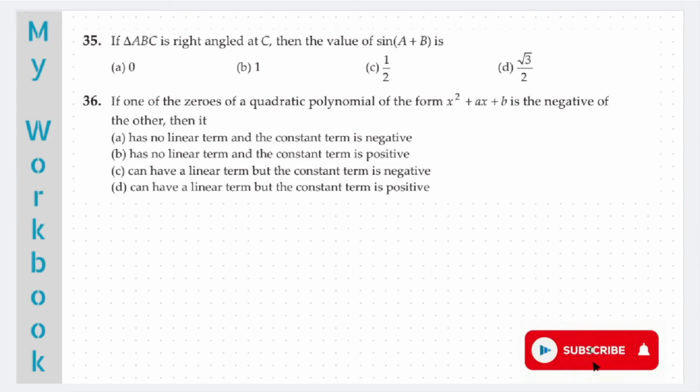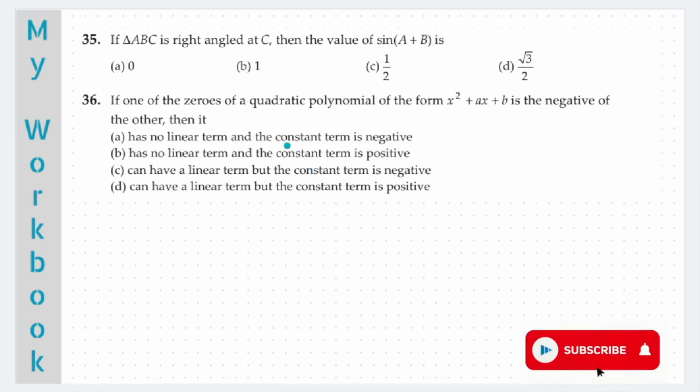Next, 35th sum. If triangle ABC is right angled at C, then the value of sine of A plus B is... 36. If one of the zeros of a quadratic polynomial of the form x square plus ax plus b is the negative of the other, then we need to choose one of the given 4 options. Answer for 35 is option B, 1, and the answer for 36th is option A: has no linear term and constant term is negative.